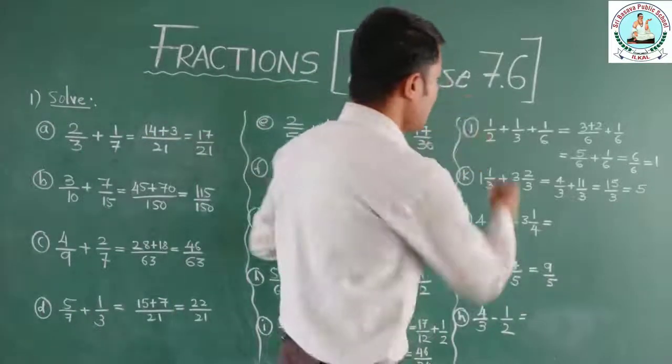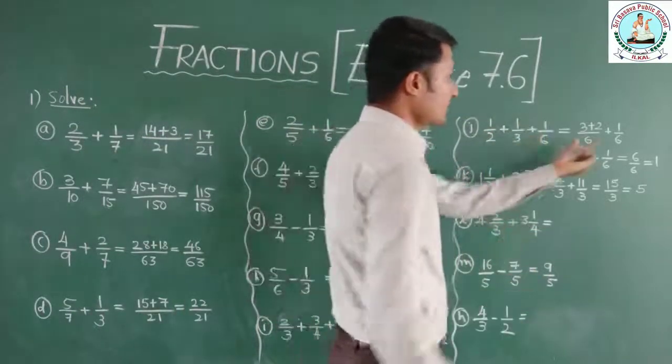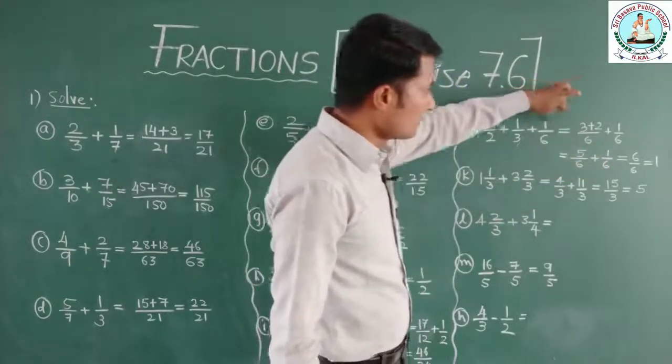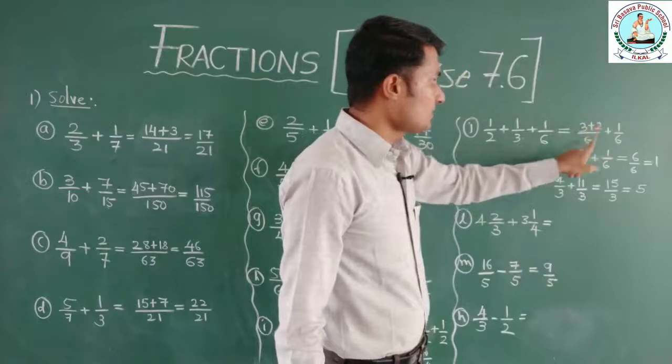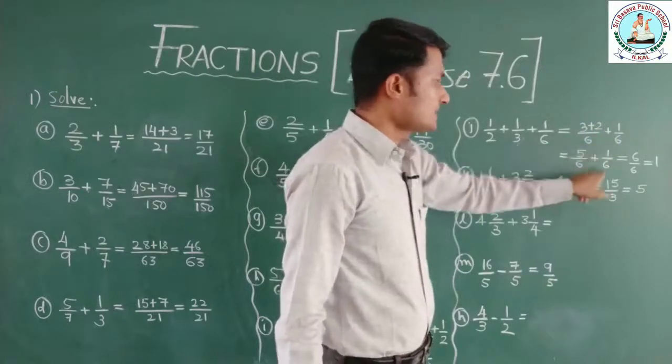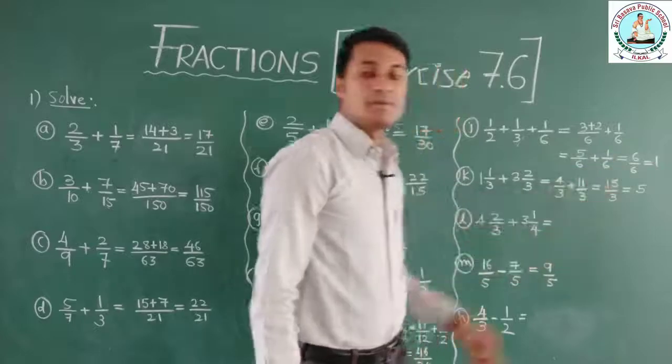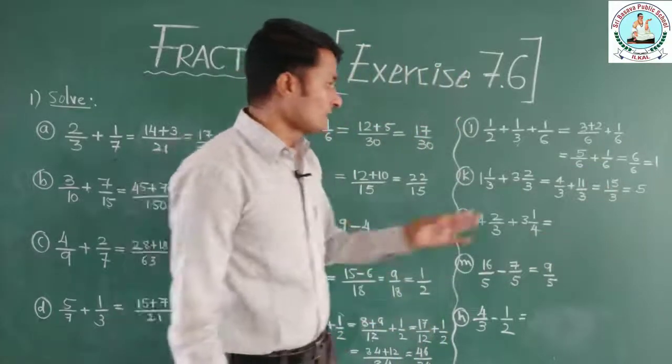This is also very simple. First add these two, so you will get this answer, that is 3 plus 2 divided by 6, and add this number to that. 3 plus 2 will be 5 by 6 and 1 by 6 as it is. Now you got a new problem, so just solve it, and if you solve that you will get the answer, that is 1.